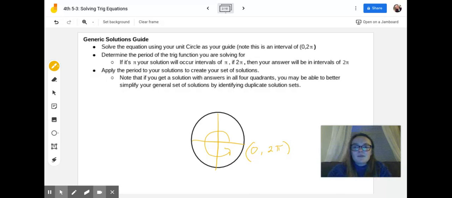Okay, you want to determine the period of the trig function you're solving for. So if you're solving for sine, its period is 2 pi. If you're solving for cotangent, that period is pi. You want to apply the period to your solution to create a set of solutions, which is also known as a general solution. Note that if you get a solution with answers in all 4 quadrants, you might be able to better simplify your general solution by identifying duplicate sets.